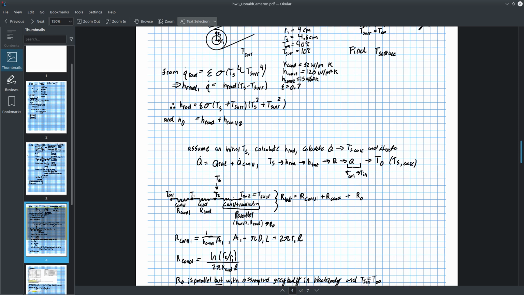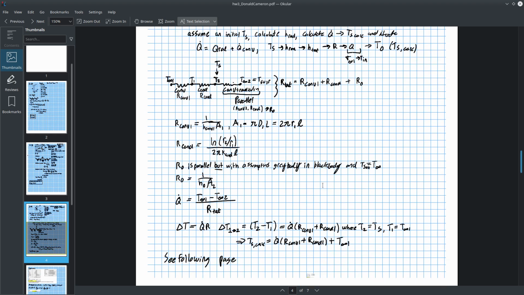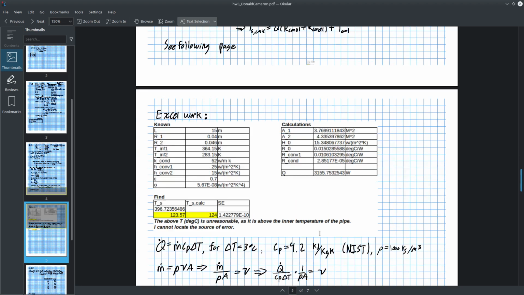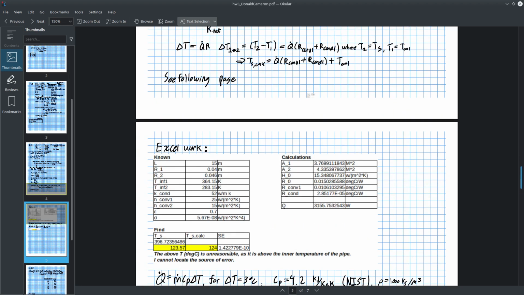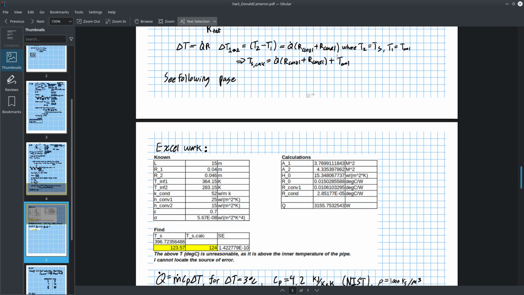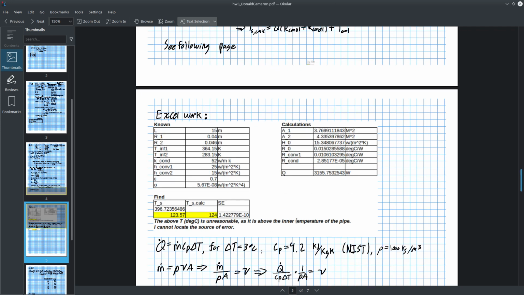So here we see we've got from T infinity 1 inside, convection to the inner surface, conduction to the outer surface, and then convection and radiation, which are parallel, but here we're using R naught based on our simplifications to the surrounding temperature. We put that all together with an initial guess for T, and then we can iterate until our calculated T from delta T equals QR from the inner surface to the outer surface in order to find a suitable T. Here mine was unreasonable, I'm not sure why, but my method is correct.